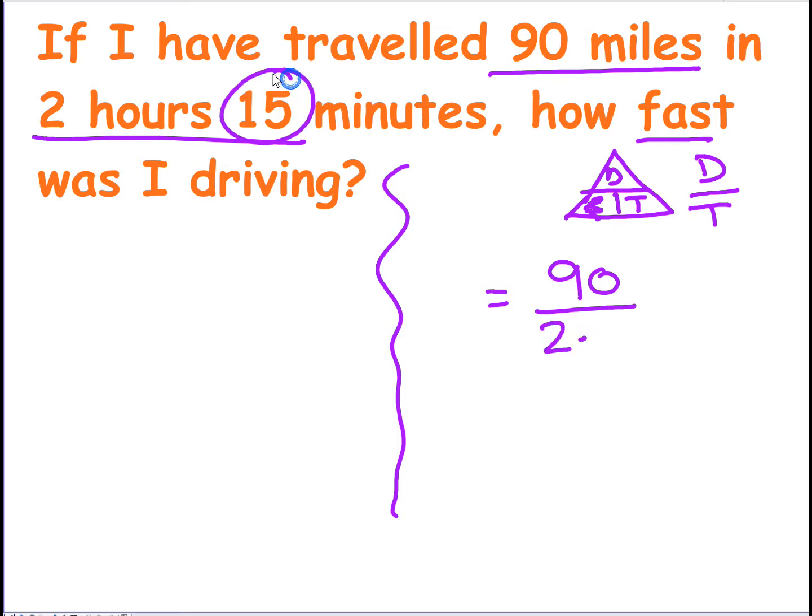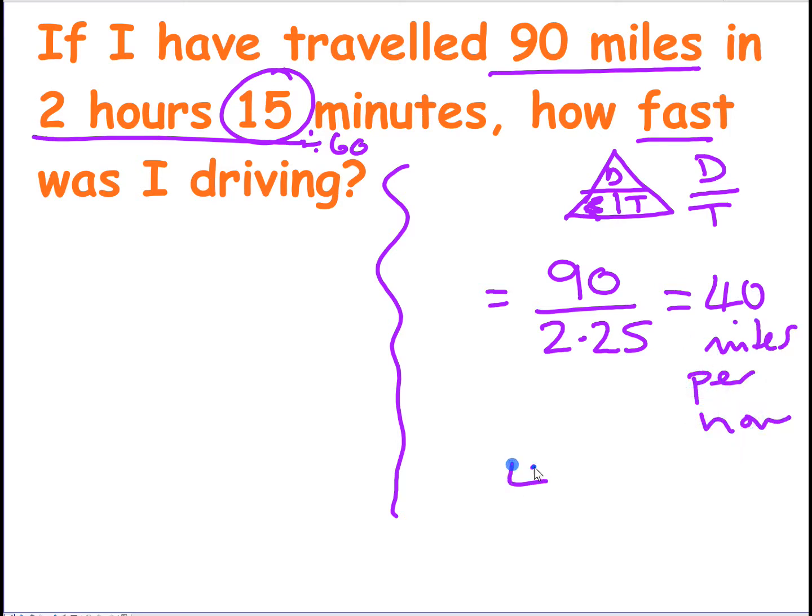and it's got to be in a decimal, so I've got to convert 15 minutes into a decimal. So 15 minutes divided by 60 is 0.25 of an hour. So 90 divided by 2.25 gives me 40 miles per hour. So he was driving at 40 miles an hour to do 90 miles in 2 hours and 25 minutes.